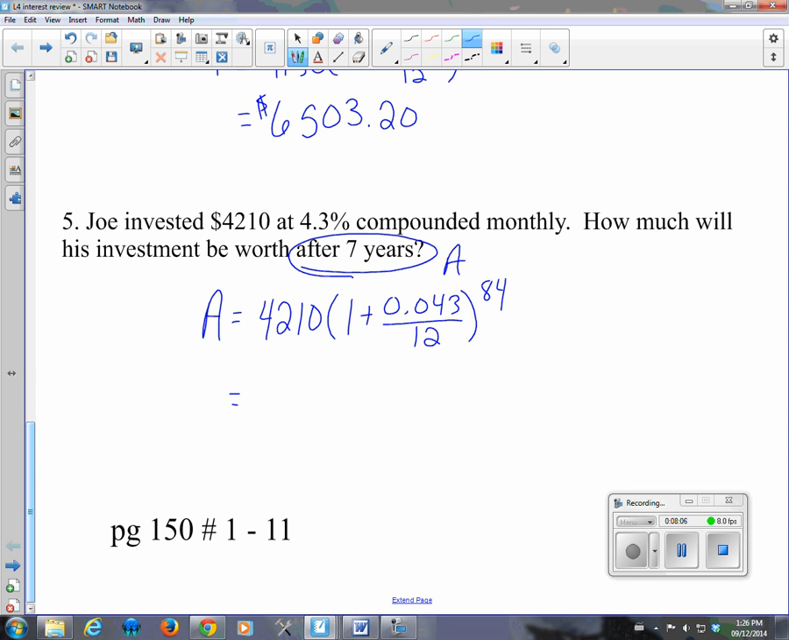So a little bit of practice at entering in your calculator. I enter 0.043 and I divide by 12 and I get my answer, and then I add 1 and I get my answer, and then I do my exponent 84 times 4210, which gives me an accumulated amount of $5,685.53 in 7 years. All right, you should be able to tackle those. Make sure you read them carefully and choose the correct formula and use the formula correctly.